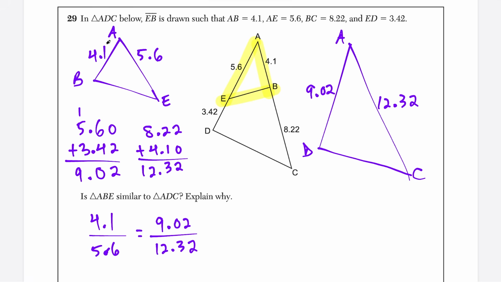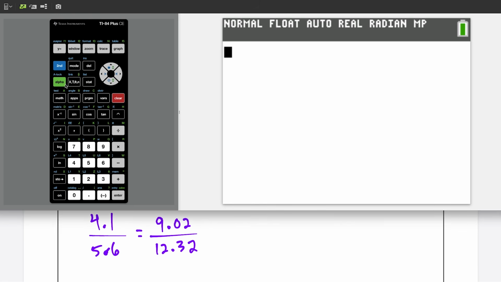Well, right away we could see that angle A is going to be congruent to angle A because this is the reflexive property. These two triangles share angle A. So the angle between the two sides we have selected are congruent. So this is looking good so far, but now we just have to check if this proportion holds true. So let's type in this fraction.